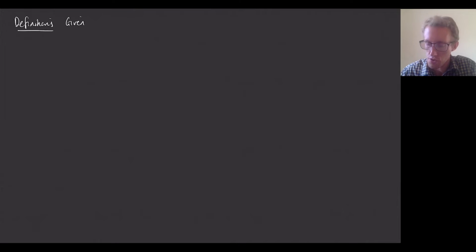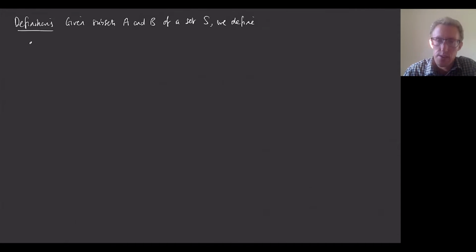They're going to be definitions of the union and intersection of sets. So given some subsets A and B of a set S, we're going to define a few different things. The first one is going to be the union, and I expect some of you have seen this before. This is written as A union B. That is the set of all x that are in S such that x is in A or x is in B.